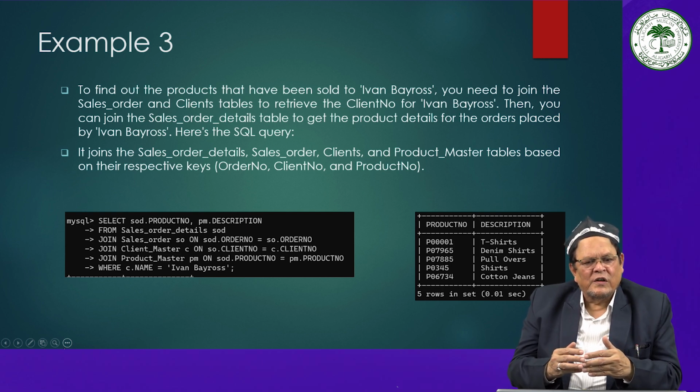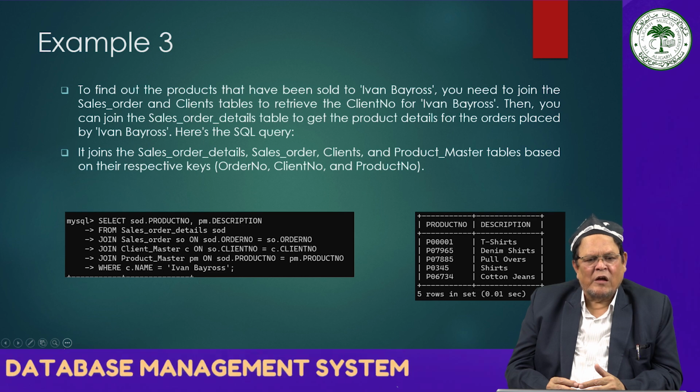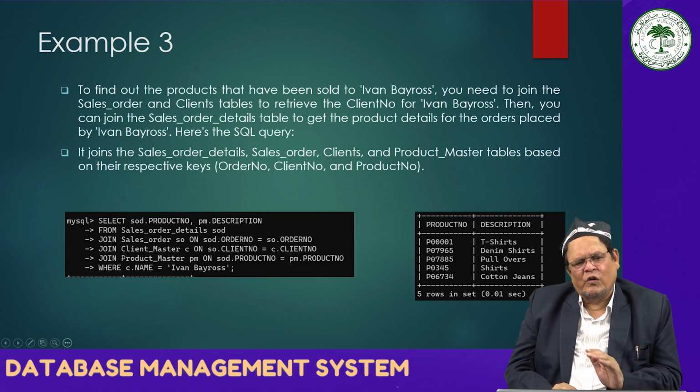Here you have to use 3 joins. Product master PM on product number from SOD is equal to product number from PM, product master, where C.name is equal to Evan Bros. So when you write this and press, it will show product number and description.